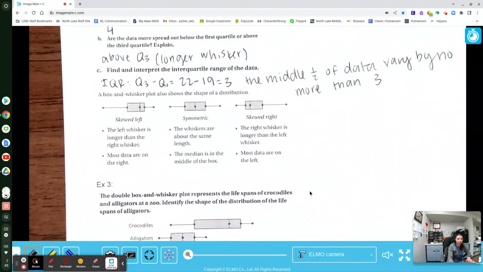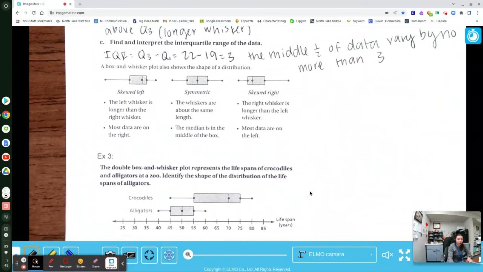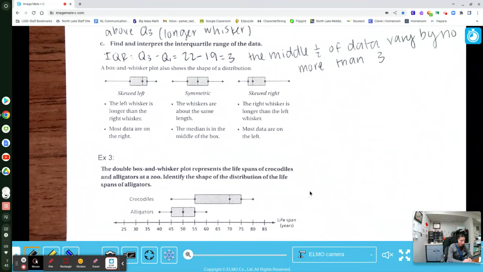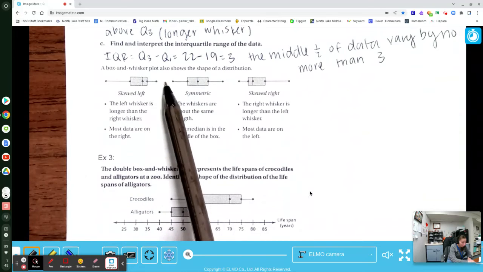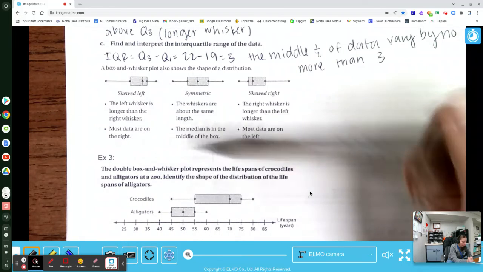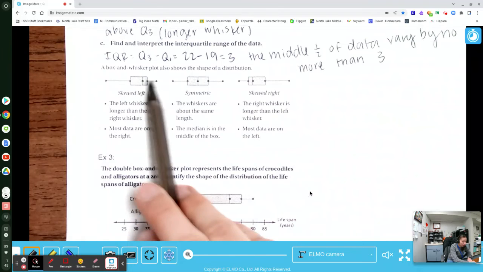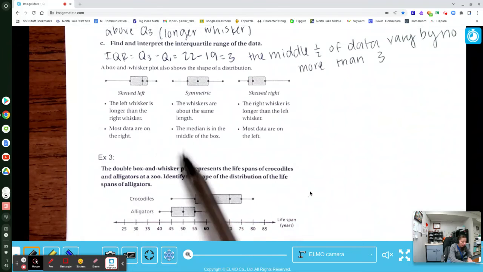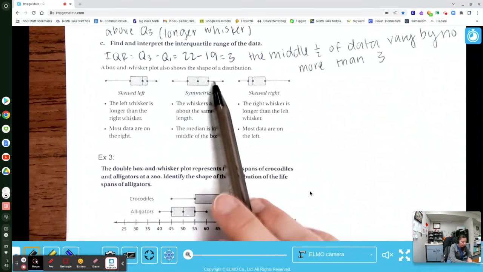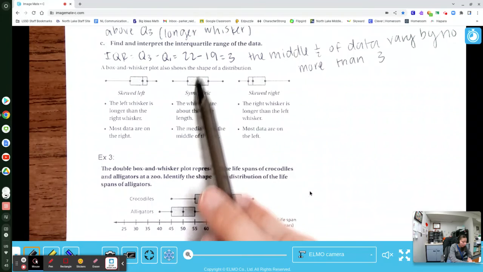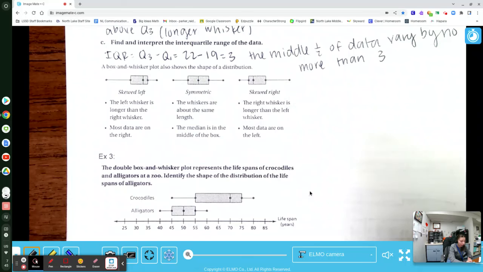All right, the last thing is the shapes of distribution. A box and whisker plot also shows the shape of a distribution. A skewed left distribution has a left whisker that is longer than the right whisker, and most of the data are on the right. We can see it's condensed over here, so most of the data is here. A symmetric distribution has whiskers that are the same length, and the median happens directly in the middle of the box, so it's even on both sides, or close to the middle of the box.